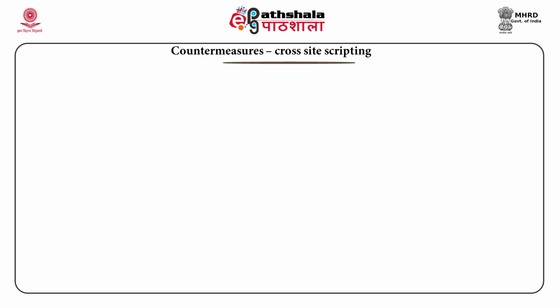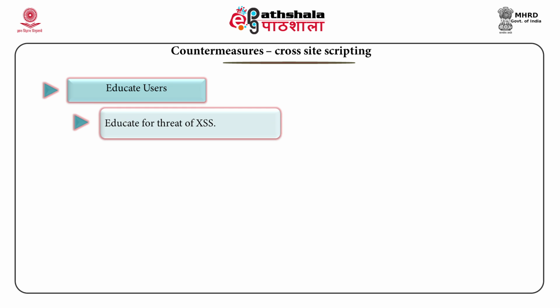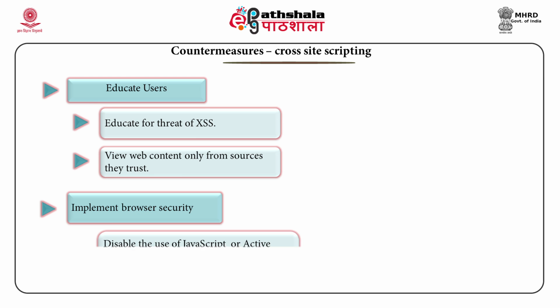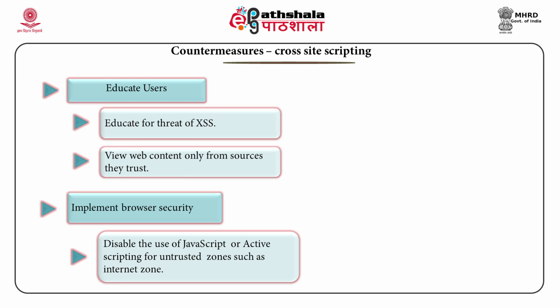What are the countermeasures against cross-site scripting? Educate users. The first is to educate them about the threat of cross-site scripting. View web contents only from trusted users. Then the next step is to implement browser security. Nowadays browsers also come with many security options, such as disabling the use of JavaScript or active scripting for untrusted zones such as the internet zone. Moral: you need to disable the running of JavaScript to protect your computer against cross-site scripting.